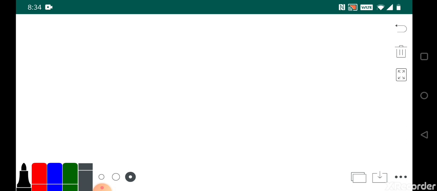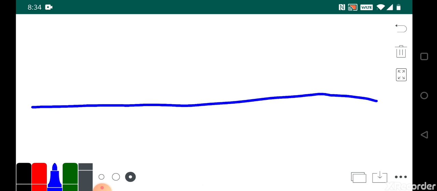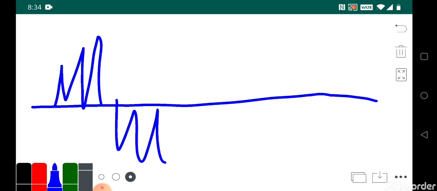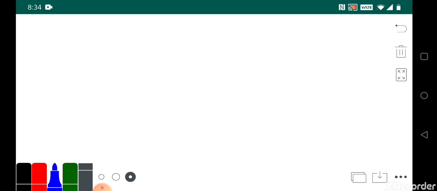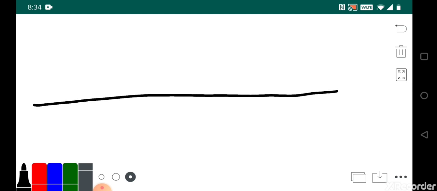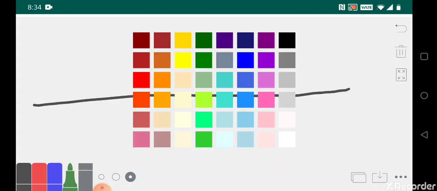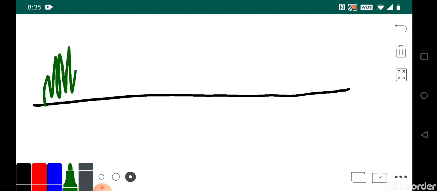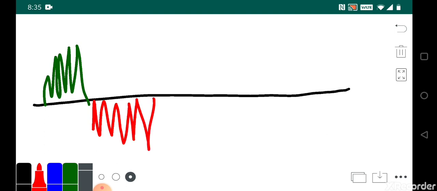MACD actually consists of a basic tool. Let us take a basic line like this. Let's say this is the zero line. Here we'll have histograms, upside also and downside also. The histograms above the zero line are generally shown in green color. Let me draw this very neatly so that you can have clarity. So it will have green histograms like this, and downside we will have red histograms.